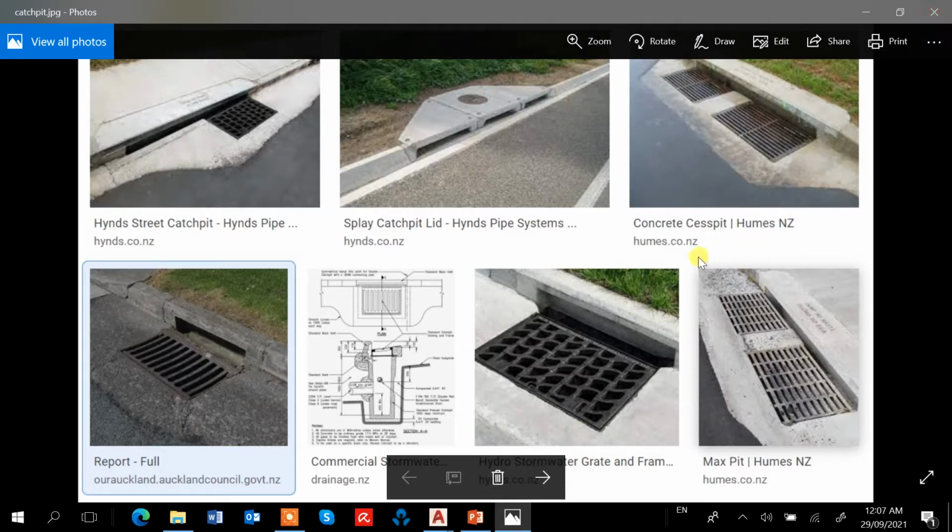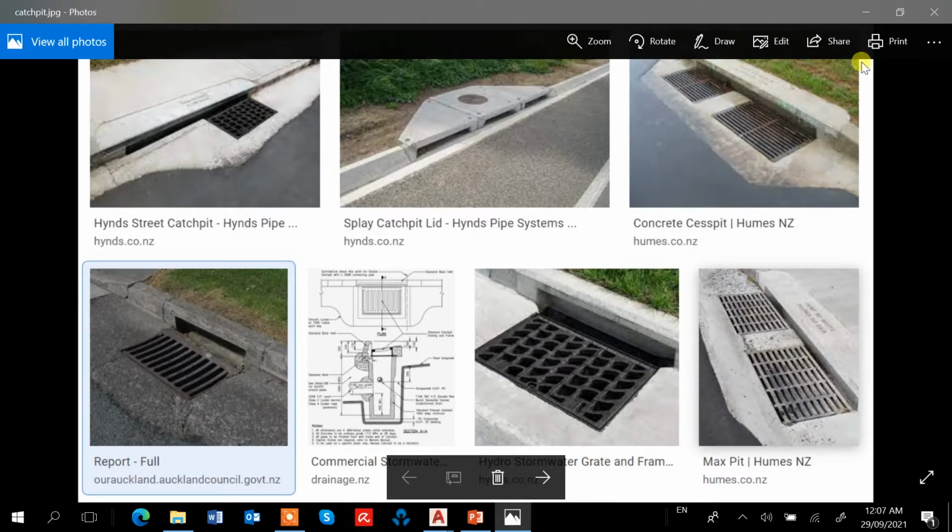So it could be at a certain regular interval. It could be like 30 meter. It could be 50 meter, depending on the rainfall intensity of that area. Certain places which do not have much rain, the interval will be bigger. Whereas some places, for example, the west coast of South Island, you get plenty of rain. Probably you need the catch pits to be more closely spaced.